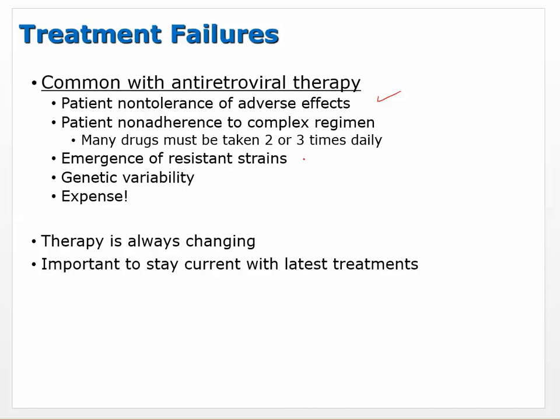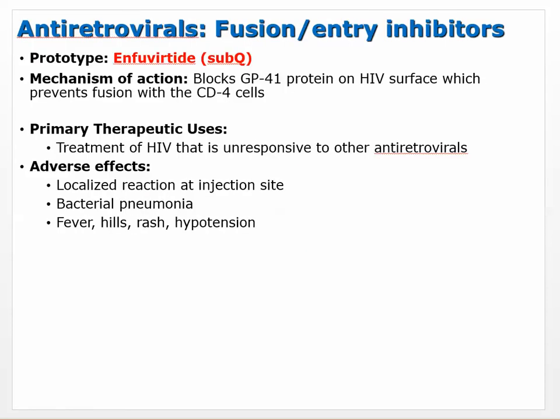Emergence of resistant strains can occur because of genetic variability, so they can change. It's very expensive, so that's another thing that may cause people to not be able to continue treatment. So therapy is always changing, so it's important to stay current with the latest treatment. So let's go through these, for the third time, going through this process.